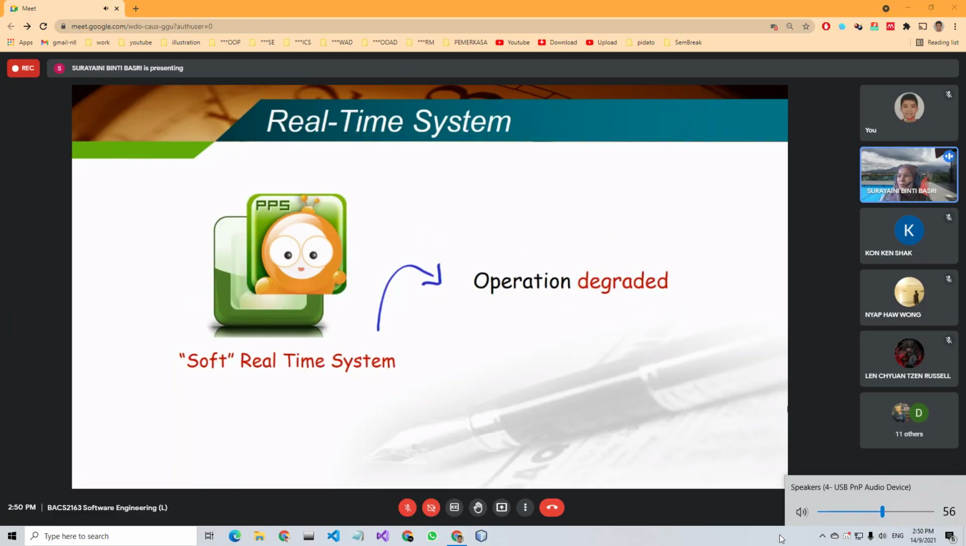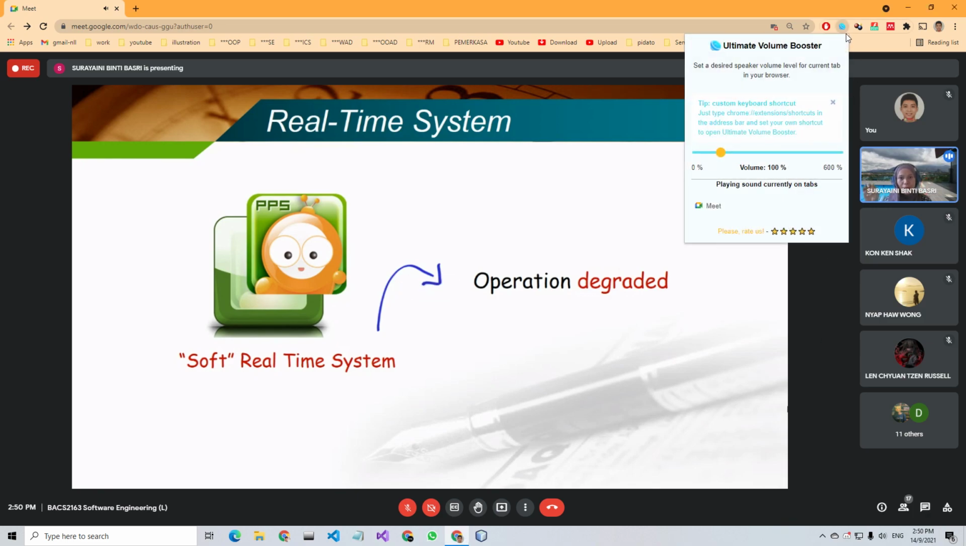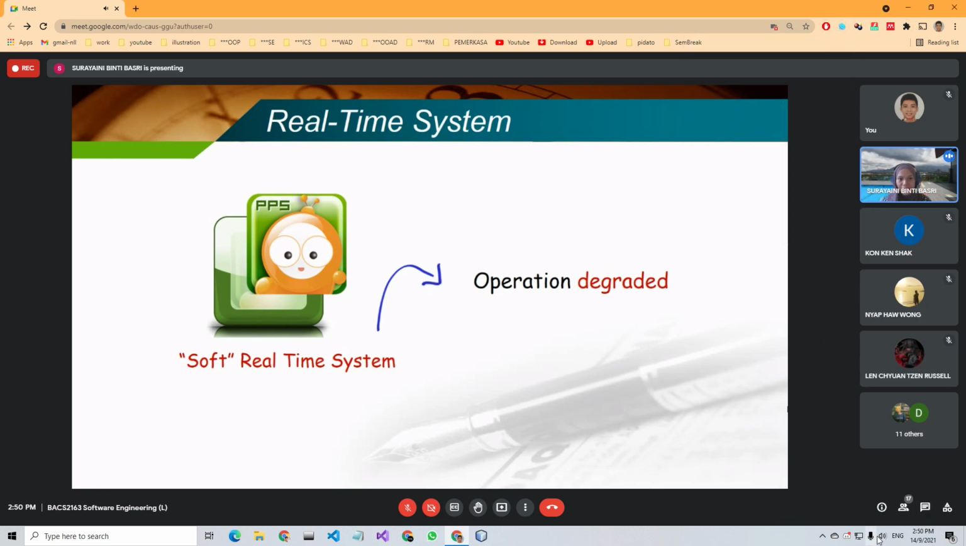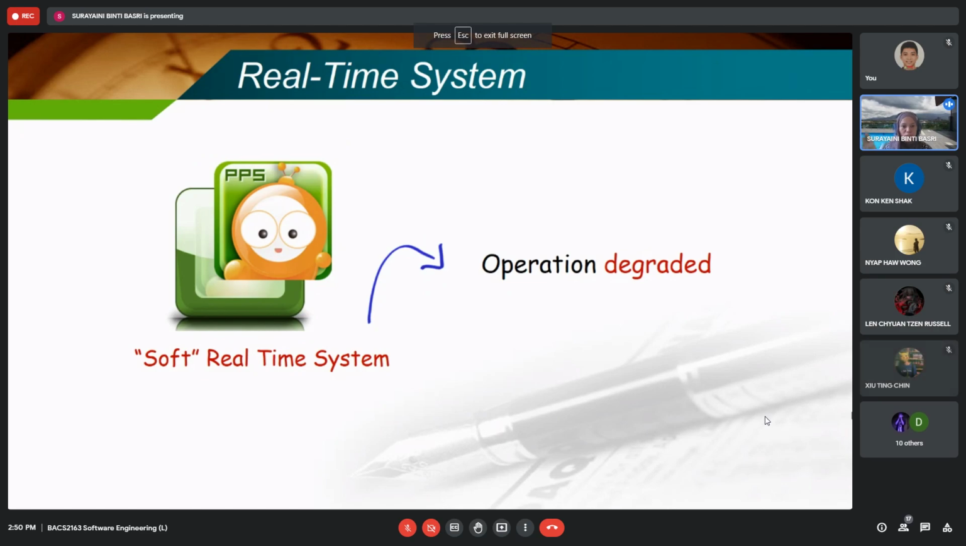Okay, so for example, if that system is supposed to get some input or trigger in that specified time, but it didn't get that input, then the operation of that system is only degraded. It will not stop or anything. It will only degrade, or it will produce some output, but with a degraded level or status.